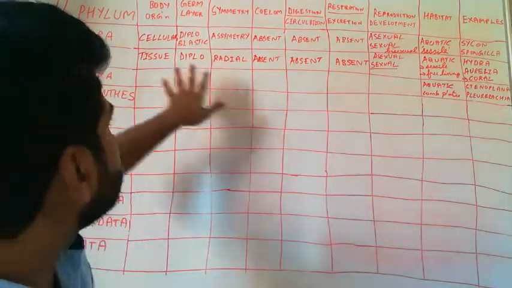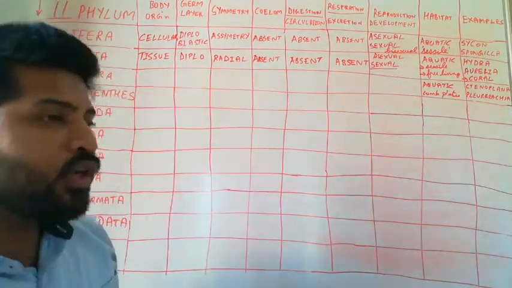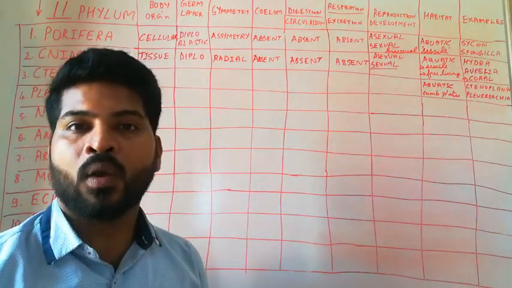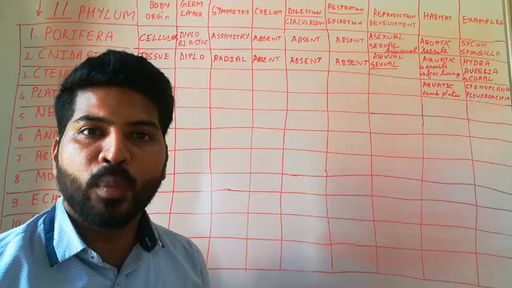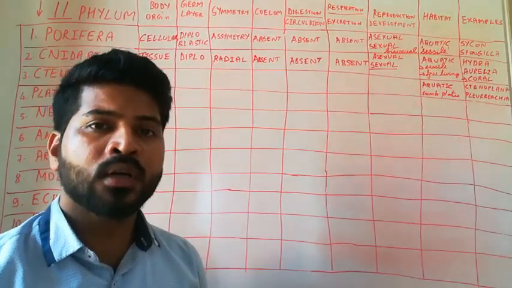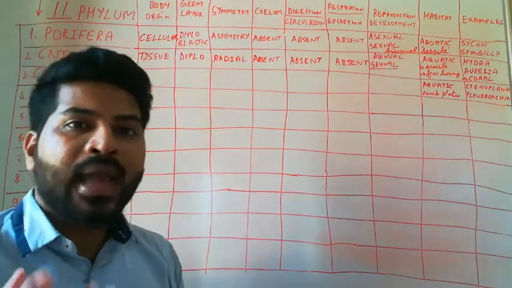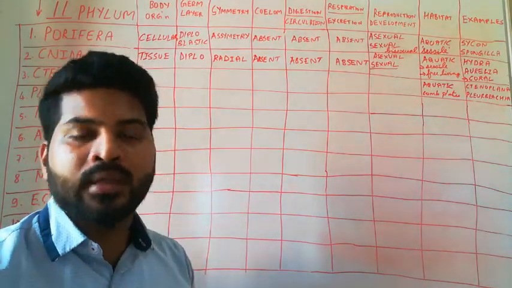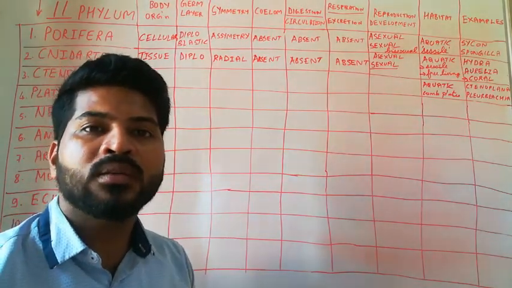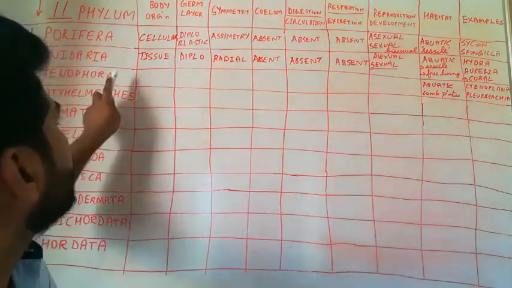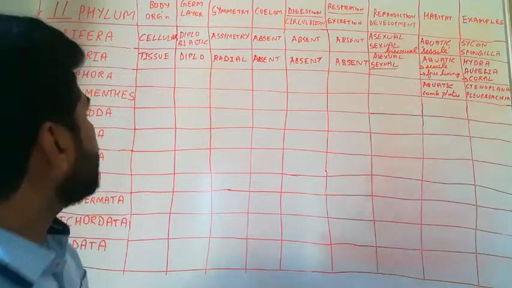So that is Ctenophora. These animals also exhibit what is called bioluminescence. Most of the animals of Ctenophora naturally emit light. This phenomenon is called bioluminescence, which is a characteristic feature of Ctenophora.